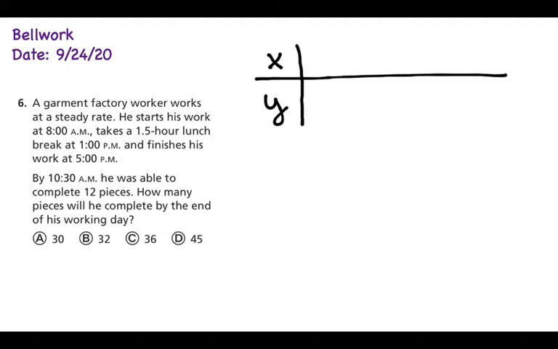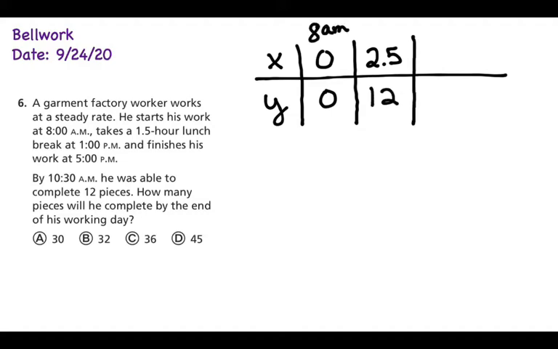So first thing we need to pay attention to is our x and y. At 0 hours, he's made 0 pieces of garments. And at 2.5 hours in, when he gets to 10:30, he's made 12 pieces. And then he takes his lunch break. And then at 5 p.m. he is done. So the important thing from the question is that it says it's at a steady rate. So the only value that we actually know is that after 2.5 hours, from 8 a.m. to 10:30, he made 12 garments.